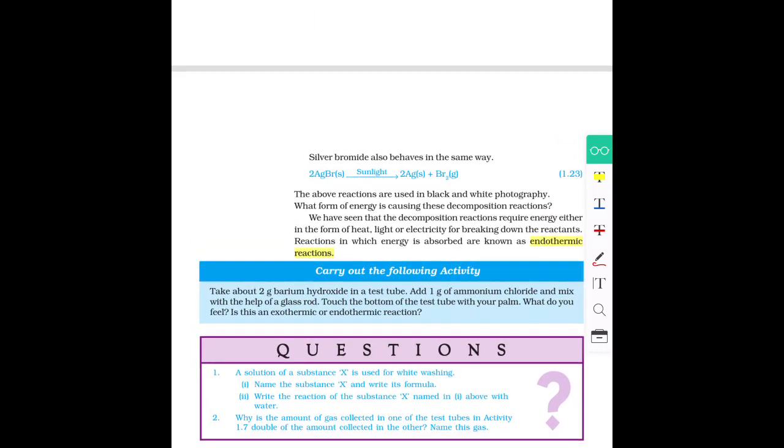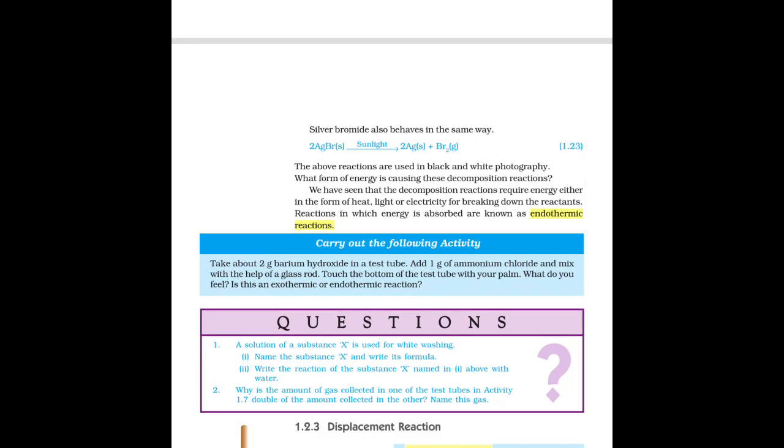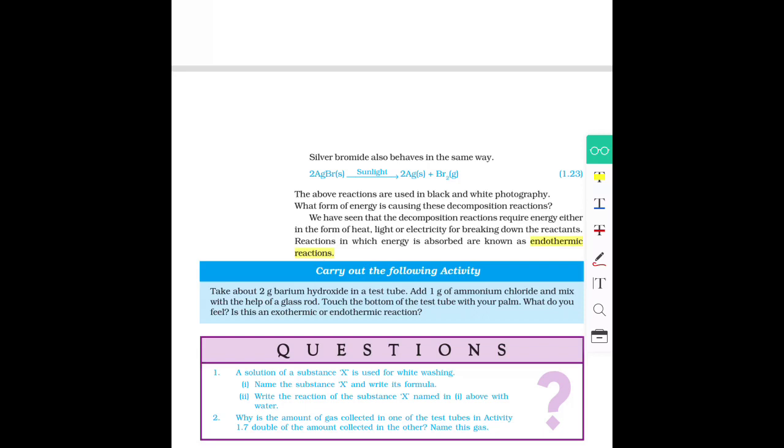Now carry out the following activity. Take 2 grams of barium hydroxide in a test tube. Add 1 gram of ammonium chloride and mix with the help of a glass rod. Touch the bottom of the test tube with your palm. What do you feel? Is this an exothermic or endothermic reaction? It's an endothermic reaction. You will find that the test tube has become cold, or the test tube has a few droplets of water around it. This shows that the heat is being absorbed. This shows that it is an endothermic reaction.